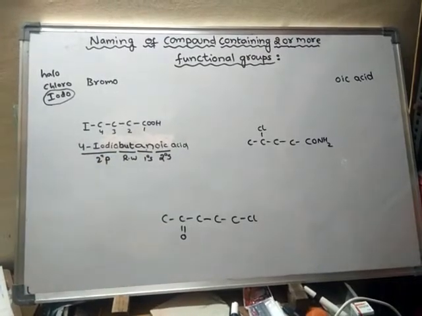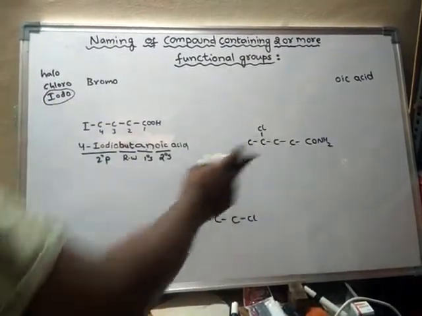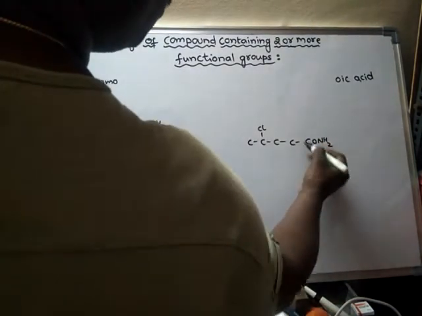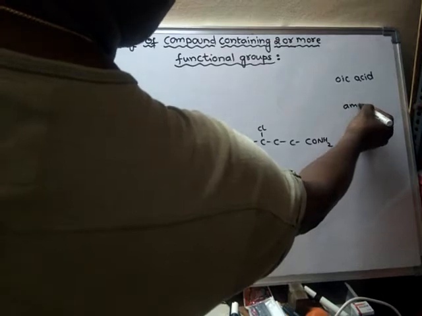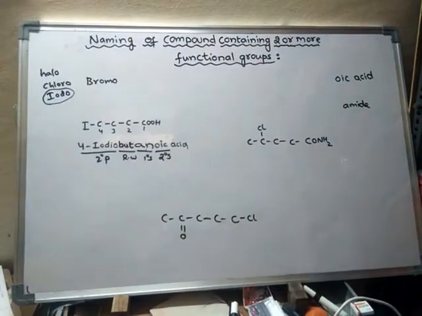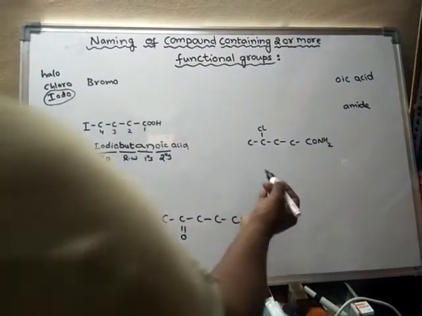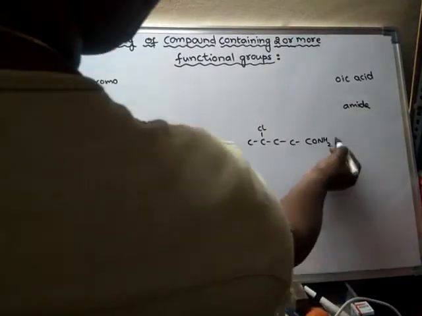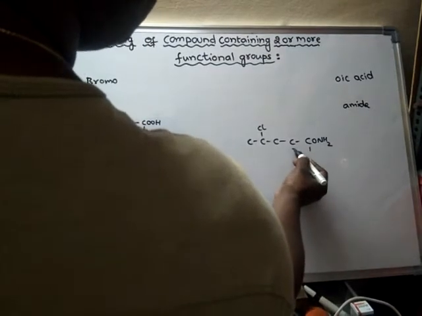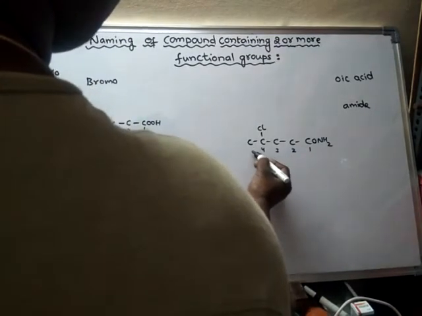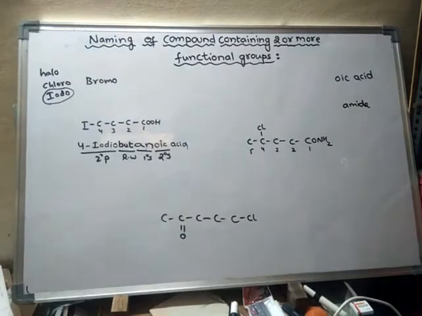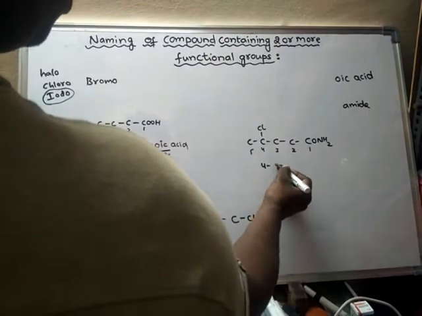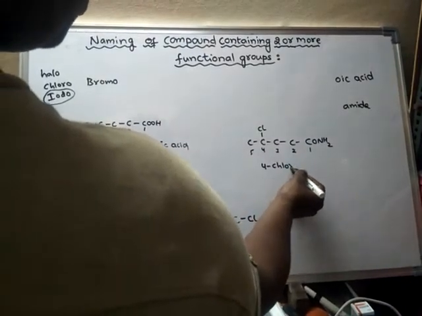4-iodobutanoic acid. In the same way, if you see this compound, this is called the amide functional group. It ends with amide. How many carbons are there? 1, 2, 3, 4, 5 carbons are there. This is a chain terminating functional group. Hence 1, 2, 3, 4, 5. On the 4th carbon, chlorine is present. So the name goes like this: 4-chloro.